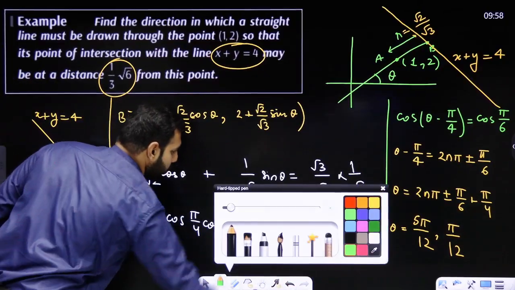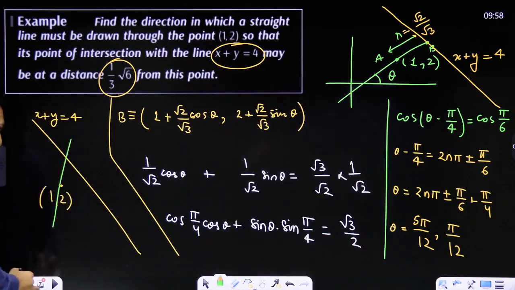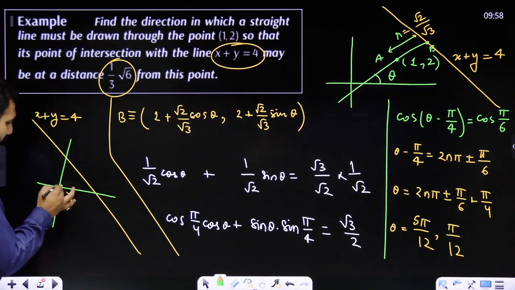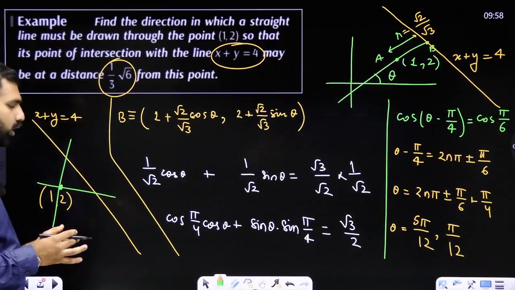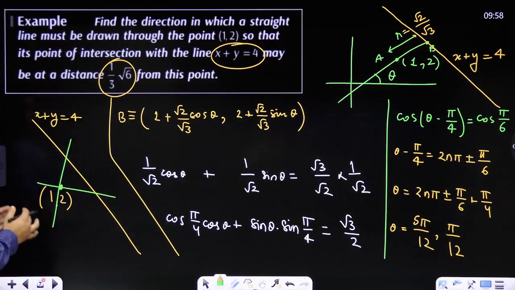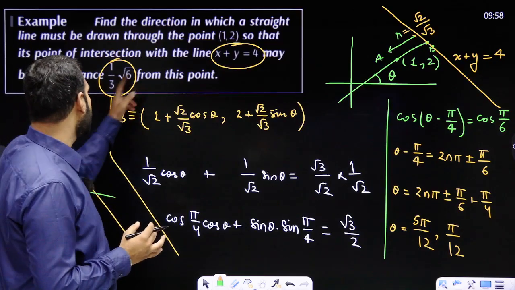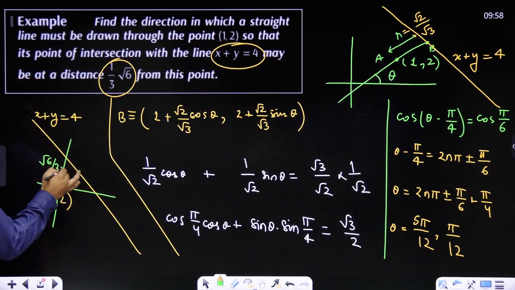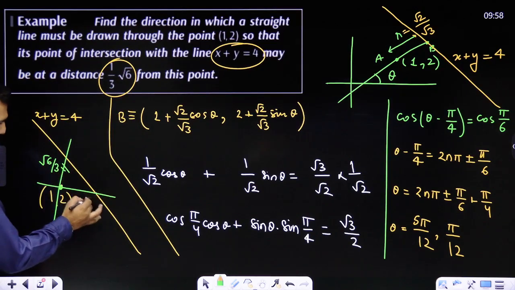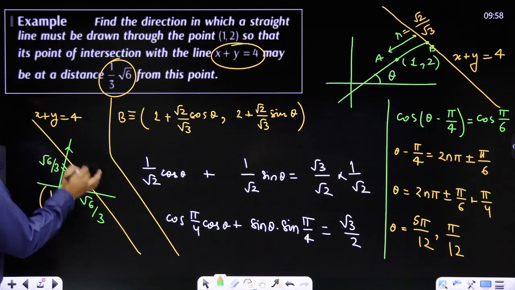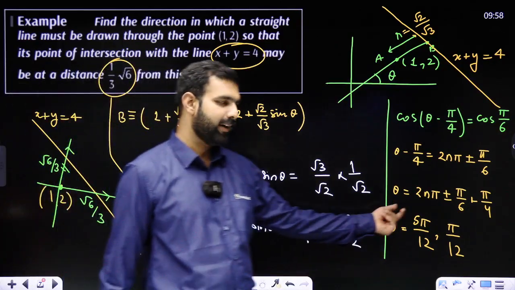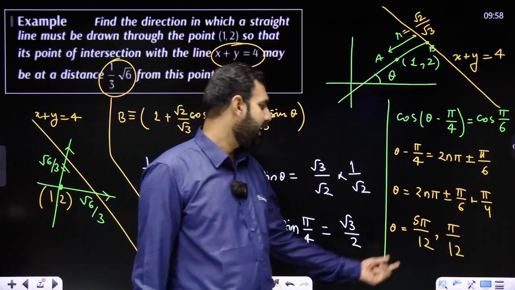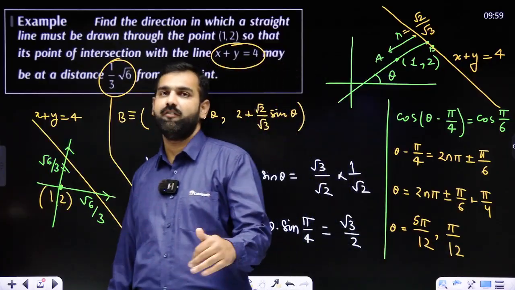See, through 1 comma 2, I can have two straight lines from which this line will be root 6 by 3 distance away. I hope you can see that this distance could have been root 6 by 3, or this distance could have been root 6 by 3. So one of the lines can have the slope 5 pi by 12. The other line can have the slope pi by 12. That's why we have gotten two answers.